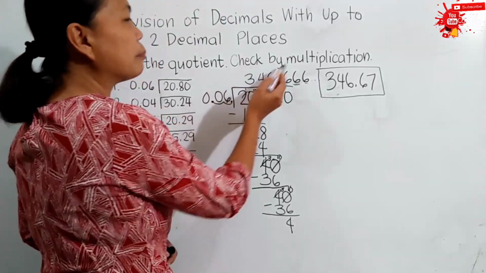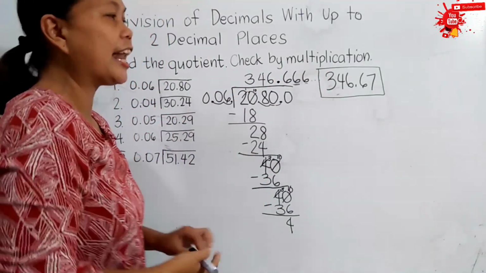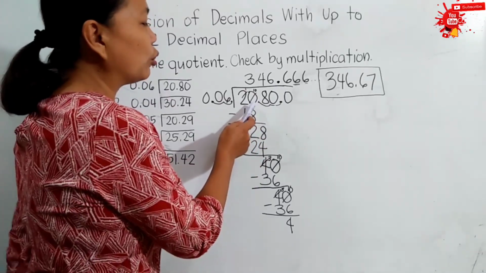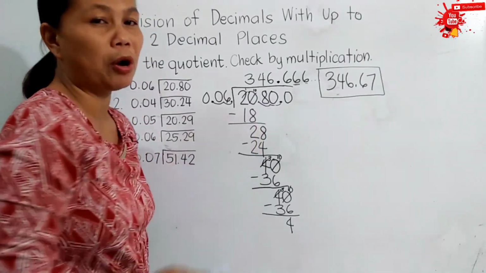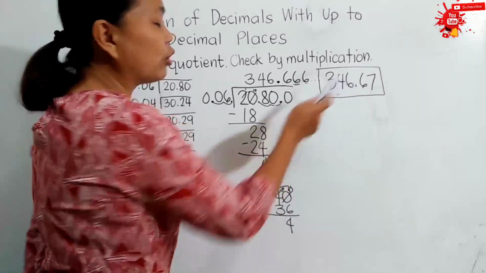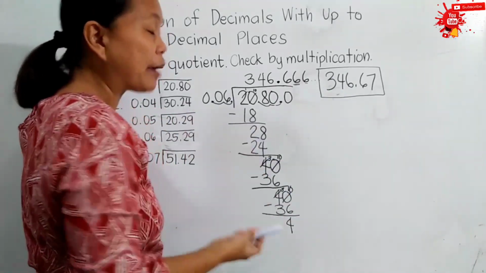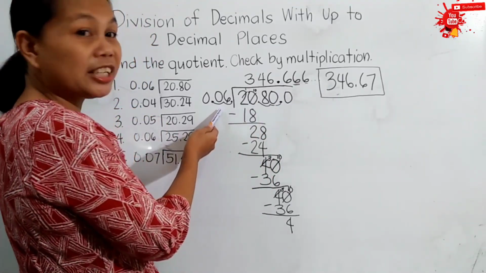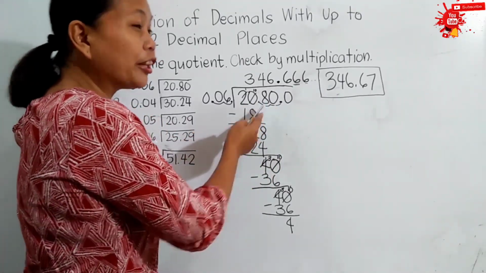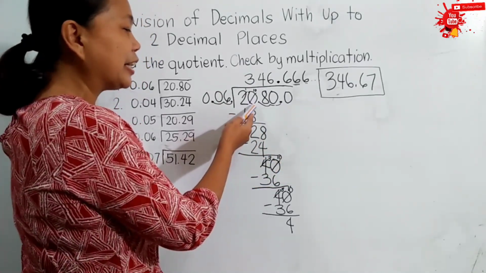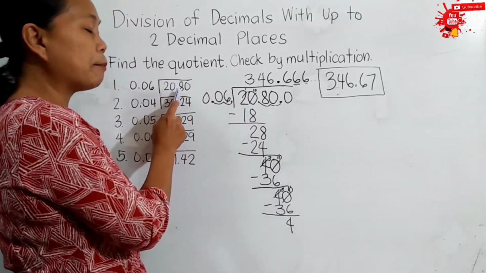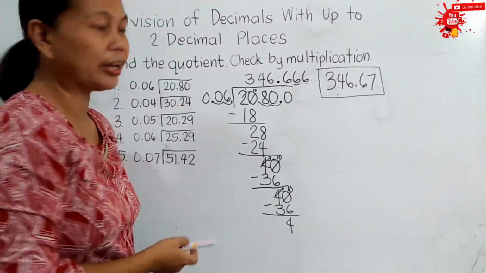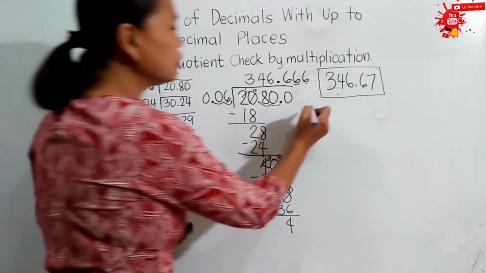Tapos ang sabi, check by multiplication. Kaya lang mga bata, pag chinek natin to by multiplication, hindi eksaktong 20.80 yung makukuha nating sagot, kasi nag-round off na tayo. Pero i-check pa rin natin kung yung product nitong sagot natin at saka yung divisor ay konti lang ang difference sa ating dividend, which is 20.80 or 20 and 80 hundredths. Okay? So, multiply natin.